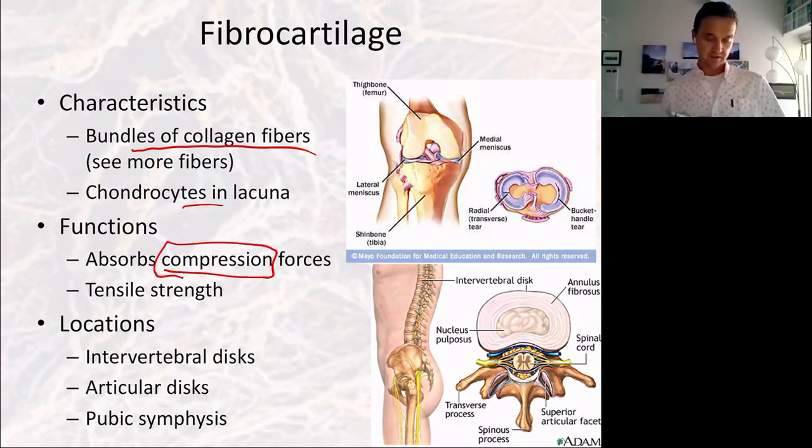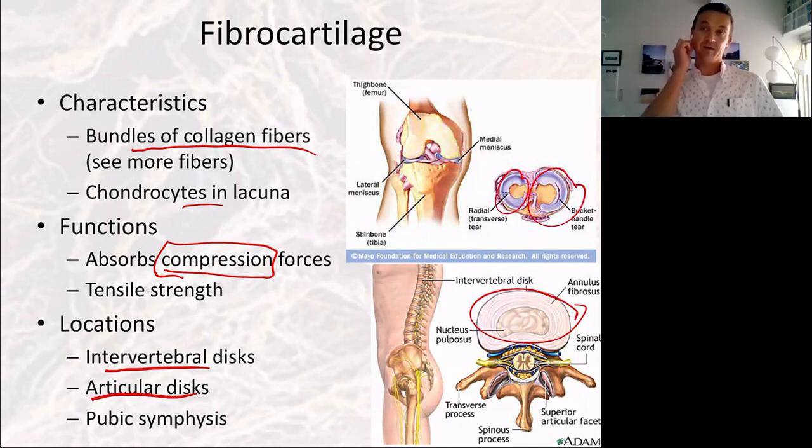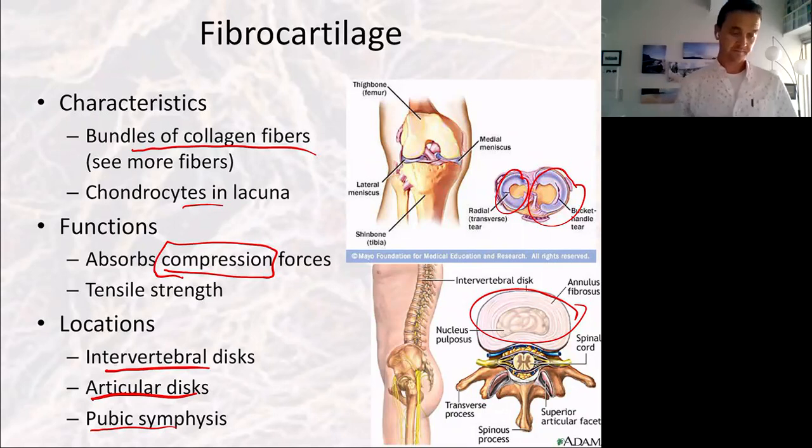Also good tensile strength. We find these in our intervertebral discs between our vertebrae, right? Articular discs, like our meniscus in our knee. We talked about that one up in our jaw joint. That's an articular disc. And also our pubic symphysis, where those two os coxa come together on the anterior side.